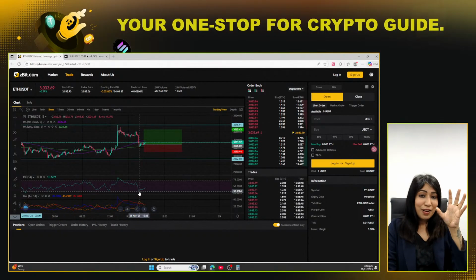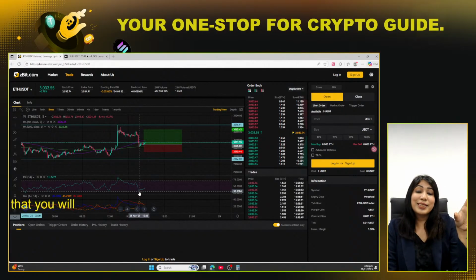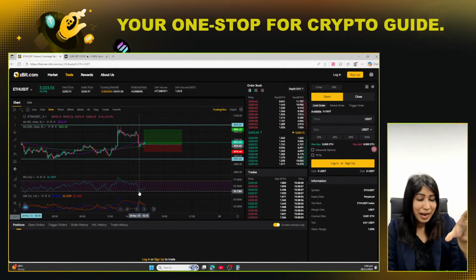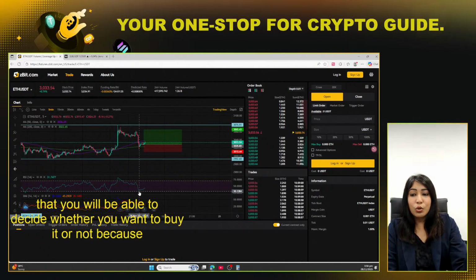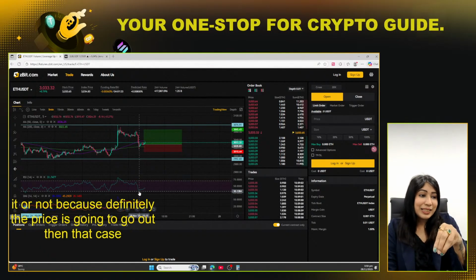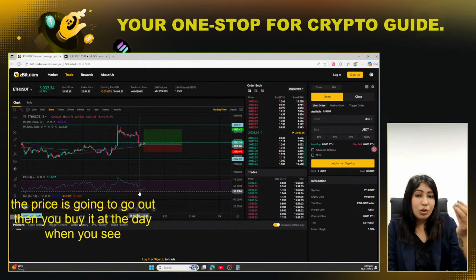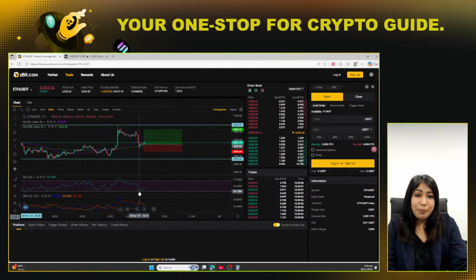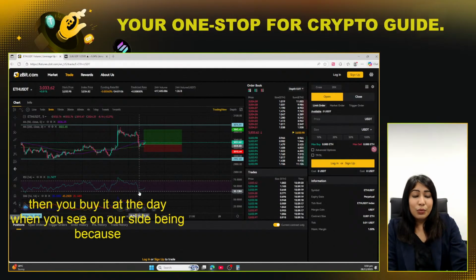So उससे फायदा ये होगा, what will happen over here is that you will be able to decide कि uptrend में है तो then you can decide whether you want to buy it or not, because definitely the price is going to go up. Then in that case you buy it at the dip when you see on RSI it's being at oversold zone, so you can take a buy position from there. But if in case it's in a downtrend, because price will continue to go down like that, then in that case you cannot take a buy position at that dip. You rather would take a sell position there and take the advantage of the downtrend there.